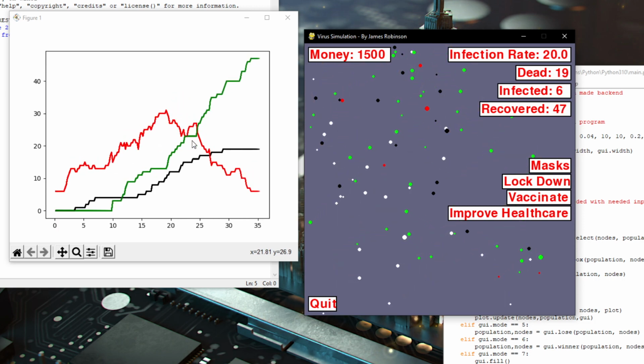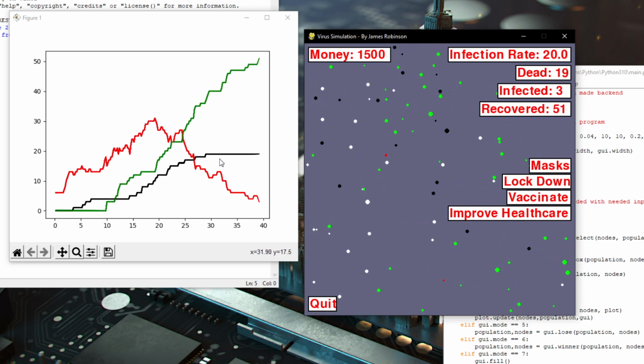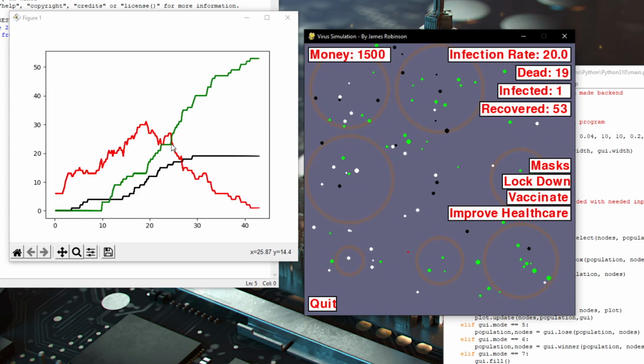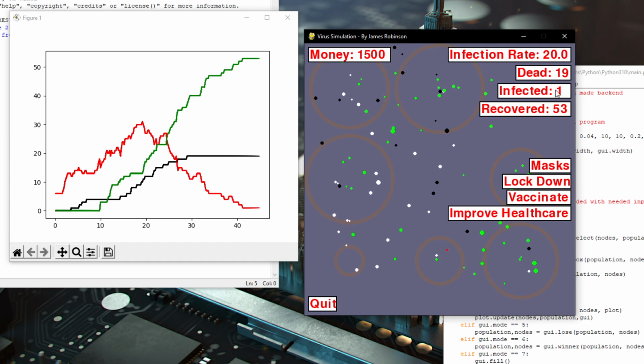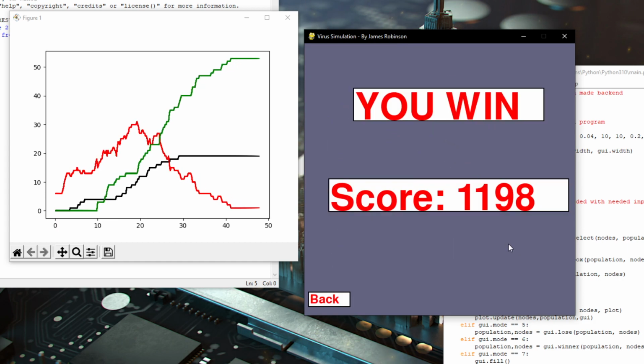Now you can see how the infection rate is going down. The death rate has a lot reduced. Almost no one is dying now because the infection rate is so low, so the healthcare can keep up. You can see now it's coming to a plateau. We have 1 infected up here at the top right, which I can't see. Oh, there he is. He's a little small guy. And that's the end of the simulation.